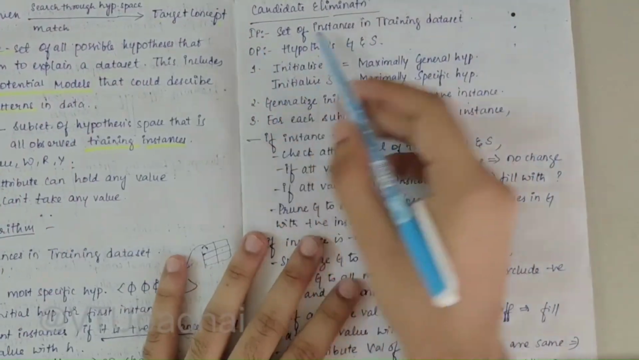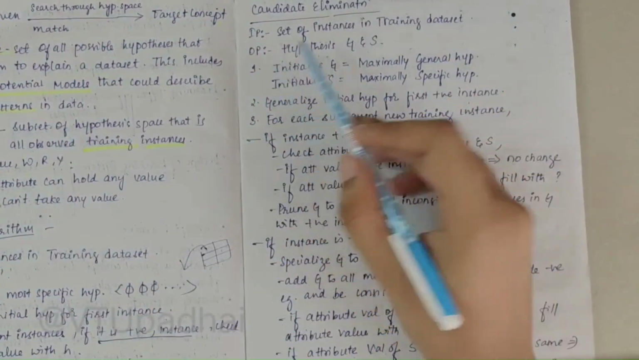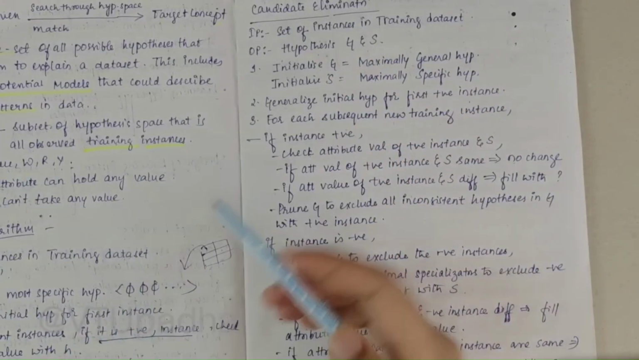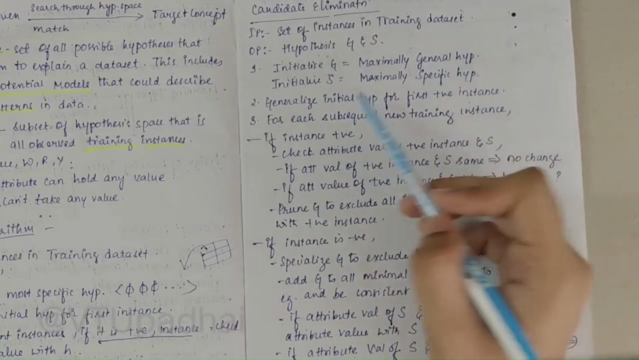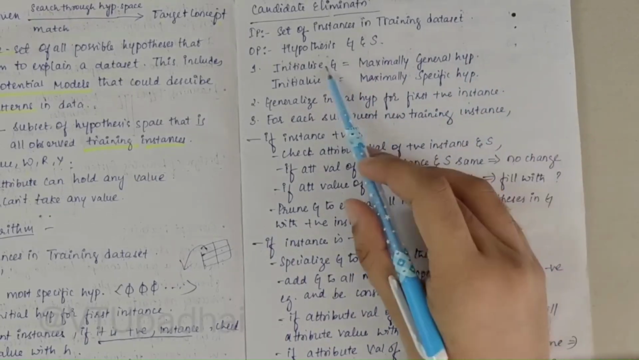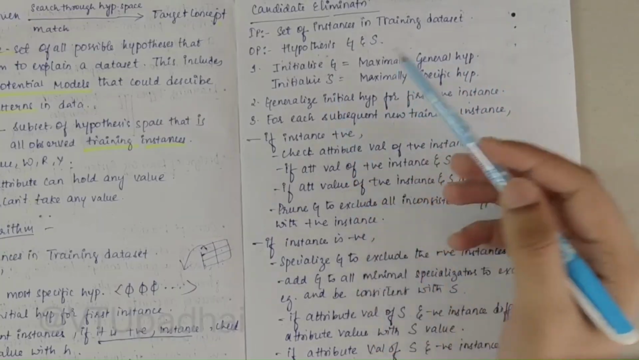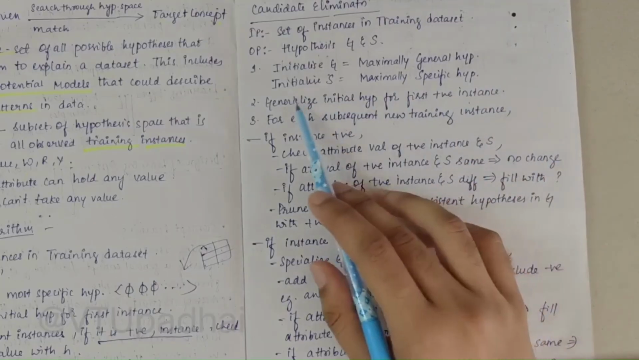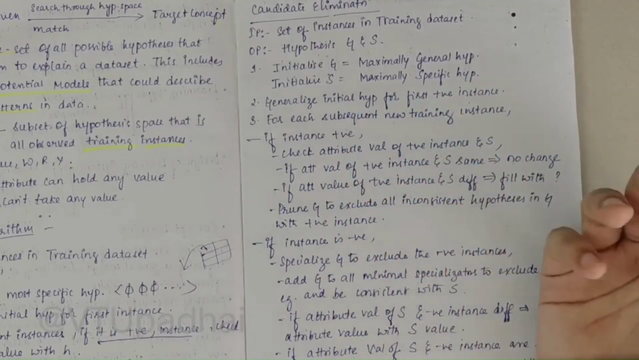So in this set of instances in the training data set, the output is a hypothesis G and S. Previously in Find-S we had only H, whereas here we have G and S. G is the most general hypothesis and S is the most specific hypothesis. So initialize G to the maximally general hypothesis and initialize S to the maximally specific hypothesis first.